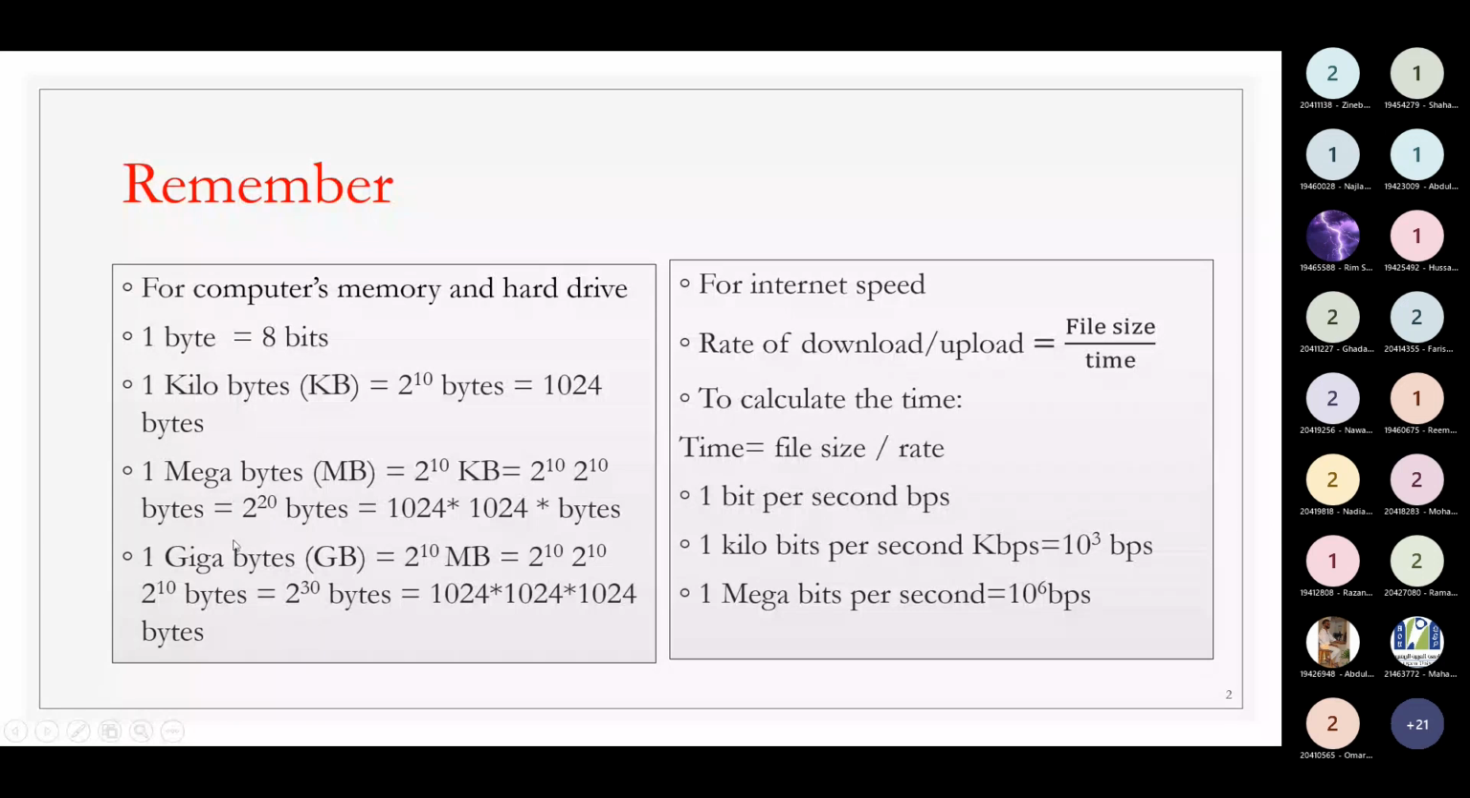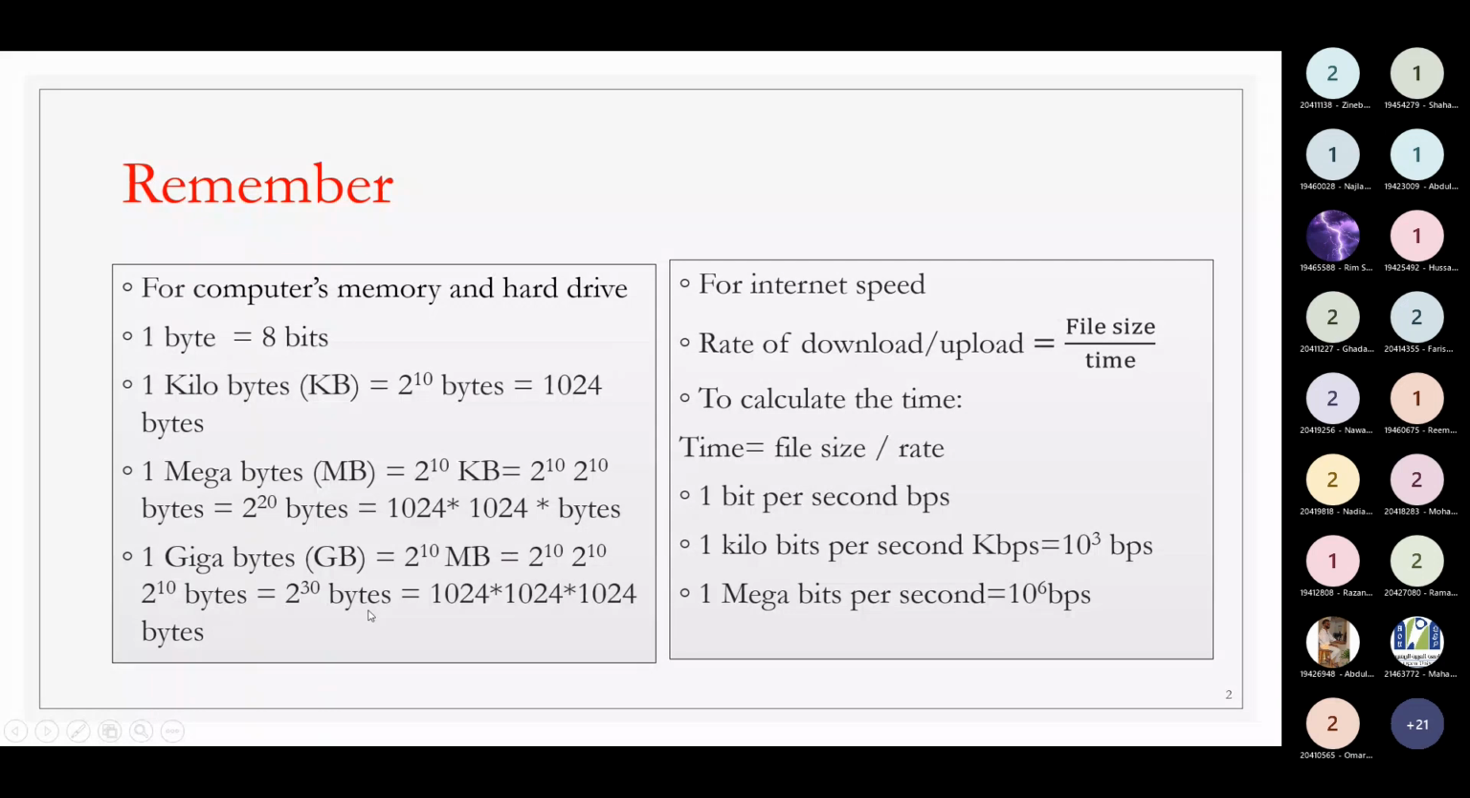And 1 gigabyte is equal to 2 power 10 megabytes, and the megabyte is already equal to 2 power 20, so it will be 2 power 30 bytes. So be careful about that.